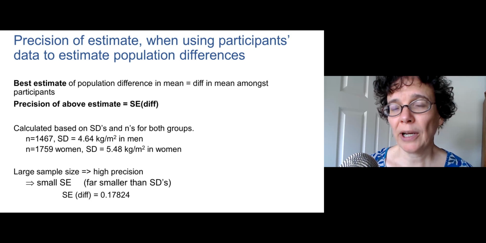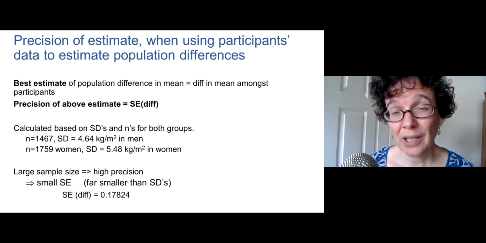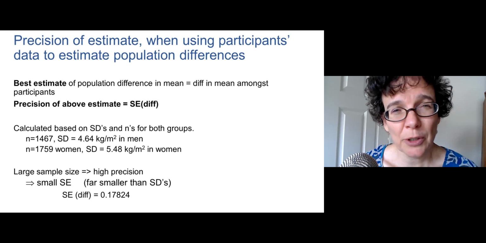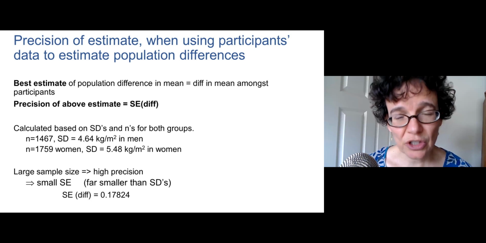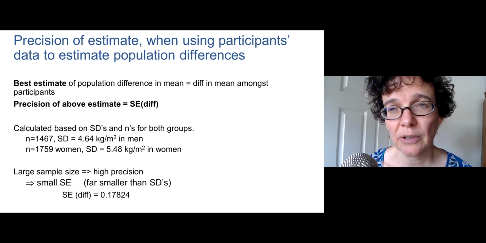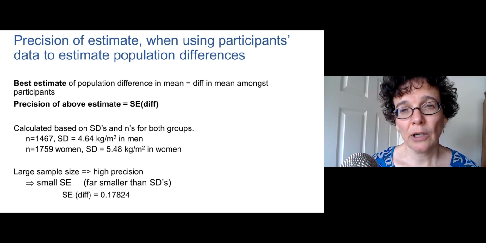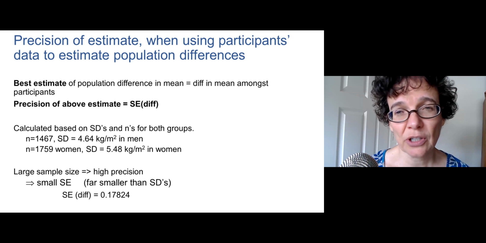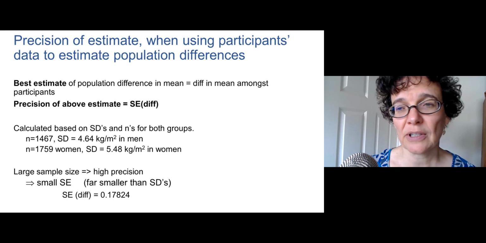Now we have to remember what we were actually interested in: the difference in mean in the population that we selected our study participants at random from, which we can only estimate. We estimate it using the difference in mean amongst our participants, and then we acknowledge that there's some imprecision. We measure the precision of this estimate using the standard error of the difference, calculated based on the standard deviations and sample sizes in both groups. When you've got a larger sample size, you've got higher precision and a smaller standard error, much smaller than the standard deviation. The standard error in this case is 0.18.